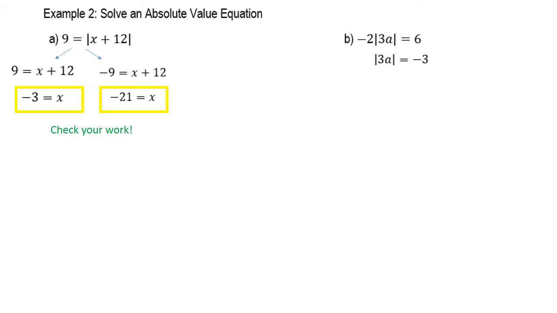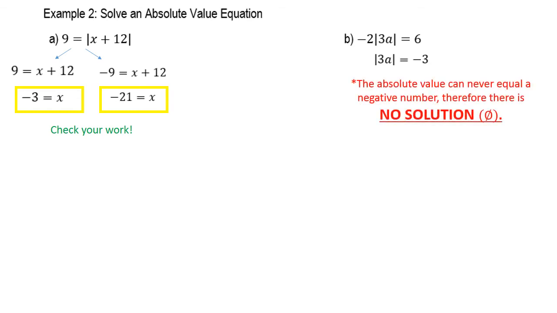Typically, we would split it up where we'd have 3a equals negative 3, and then 3a equals positive 3. However, is there any way that the absolute value is going to come out negative? The answer to that is no. The absolute value can never equal a negative number, therefore there is no solution.